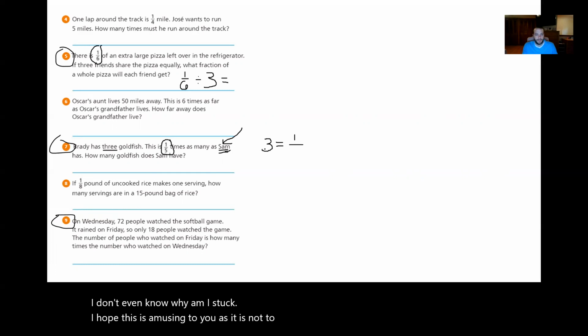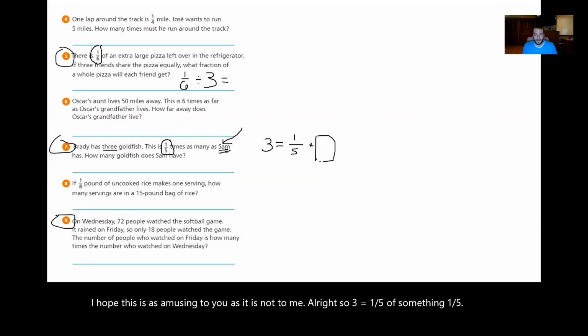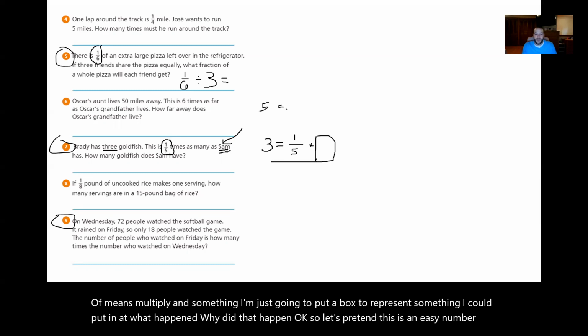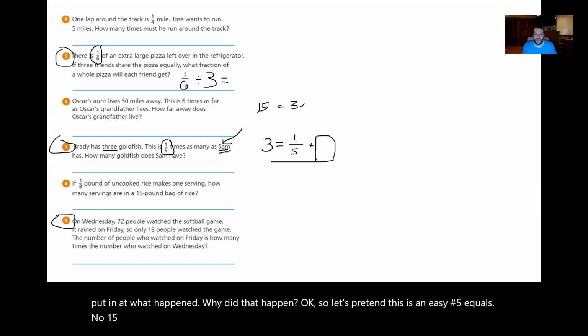All right, so 3 equals 1/5 of something. 1/5 of means multiply, and something. I'm just going to put a box to represent something. I can put an X. Okay, so let's pretend this is an easy number. 15 equals 3 times something. We know that that something is a 5.